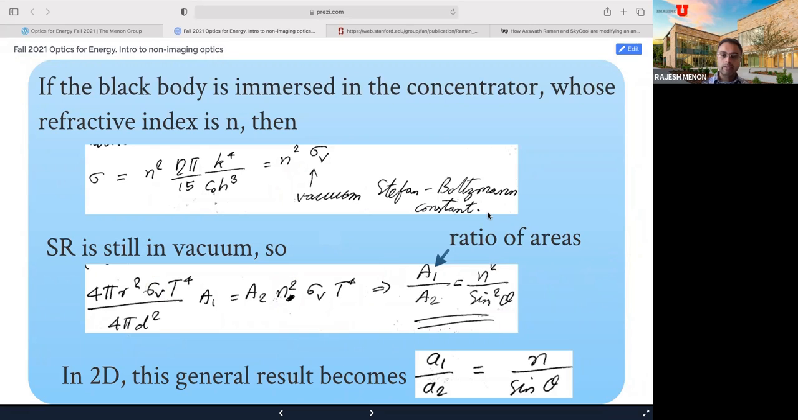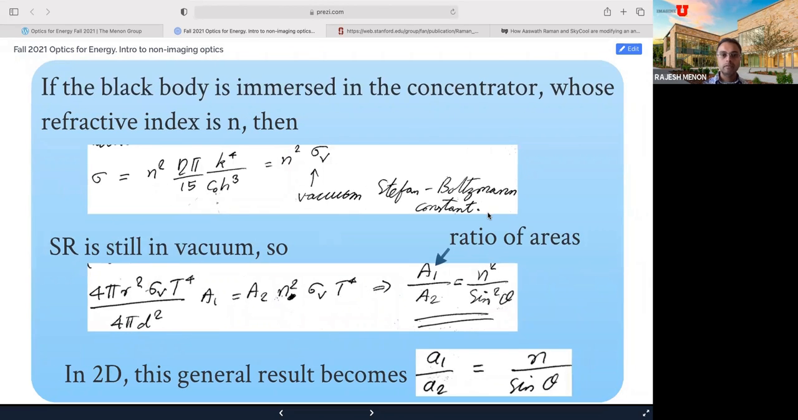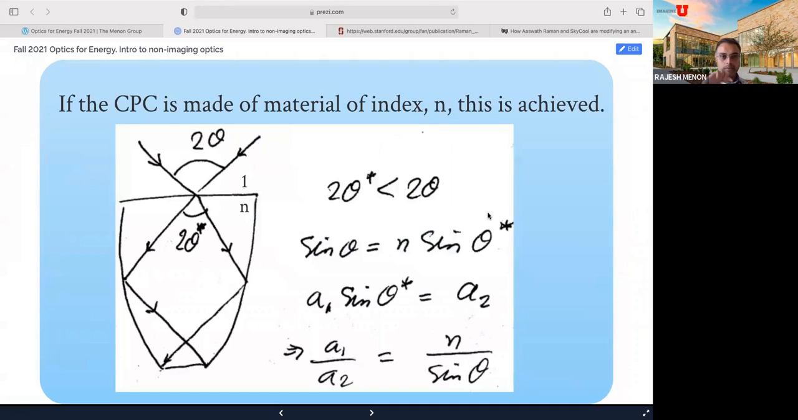And you can do the same derivation in 2 dimensions and you get the expression as shown here. As expected, it just goes as n over sine theta. So this is all relatively intuitive. Now you can also look at this from Snell's law, what we just derived using thermodynamics. Again, everything is consistent. So in Snell's law, we know that if you come in at an angle theta to the normal, so the angle here is theta, I would bend here at an angle theta star, such that theta star is less than theta, and it obeys Snell's law, right? So this is Snell's law, as we all know.